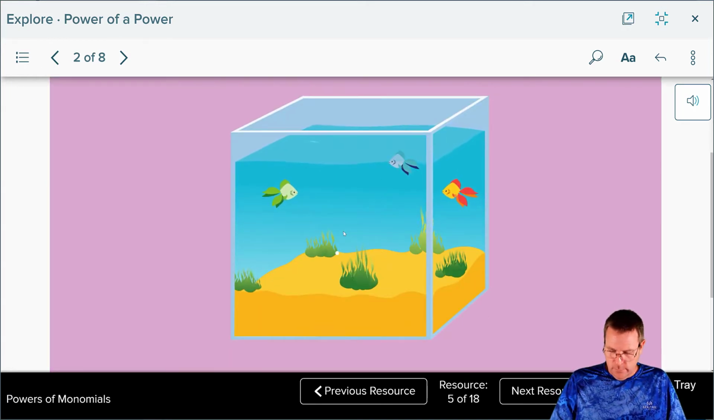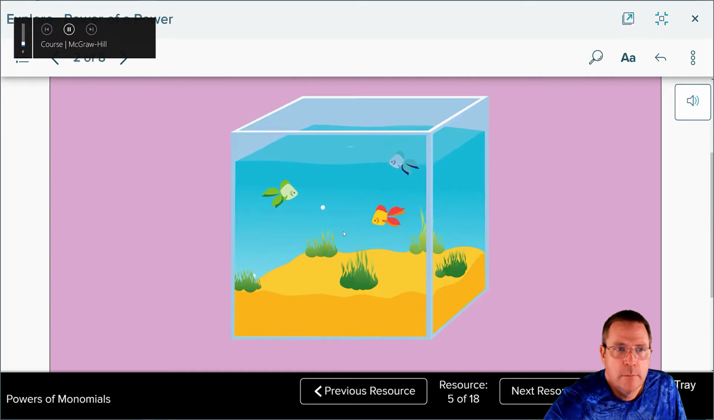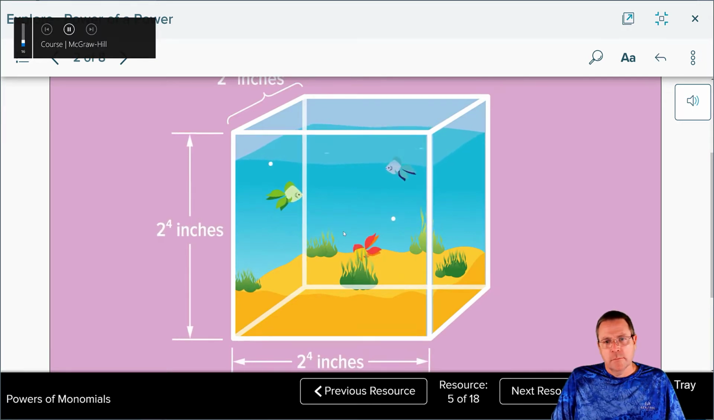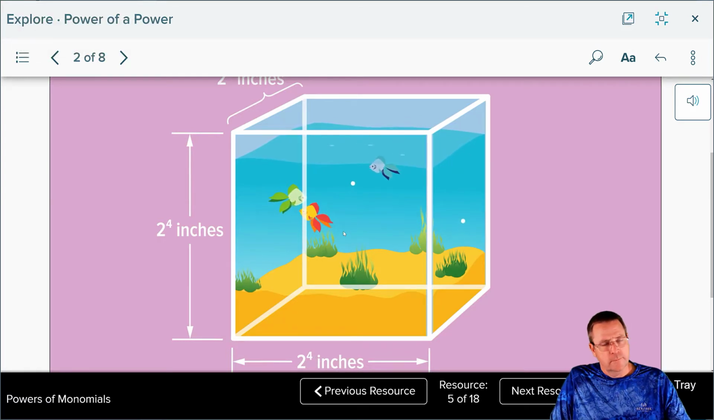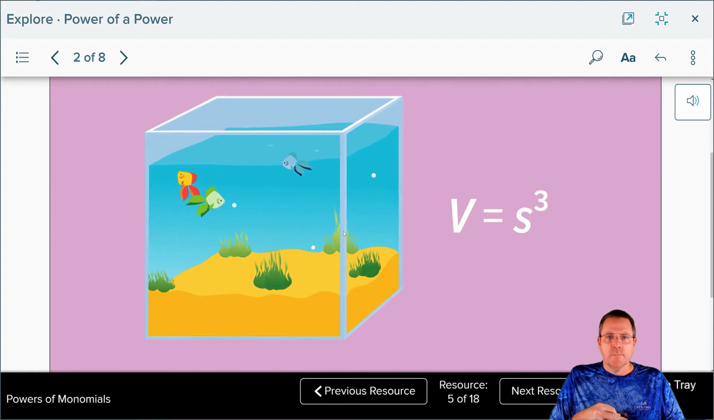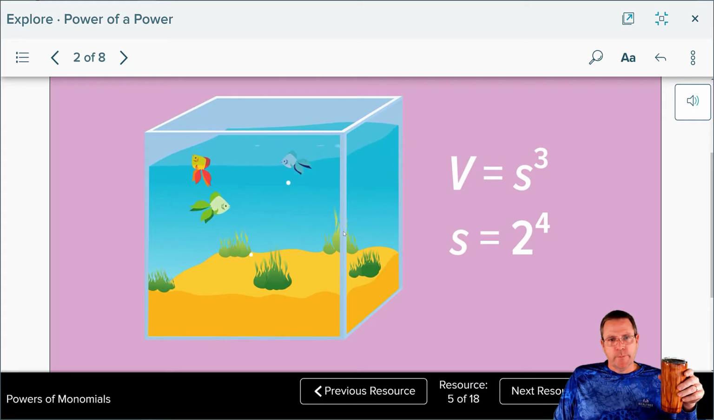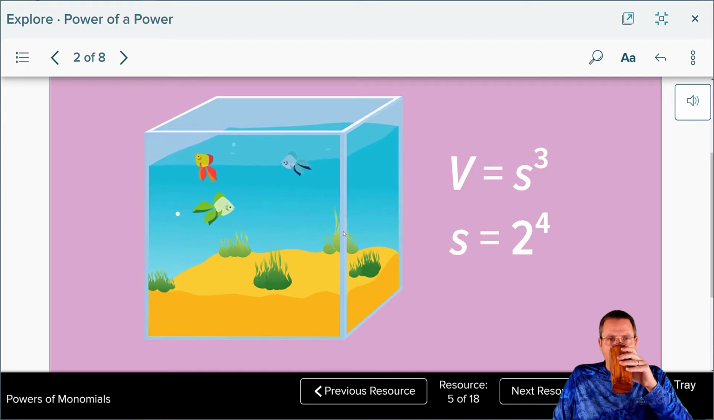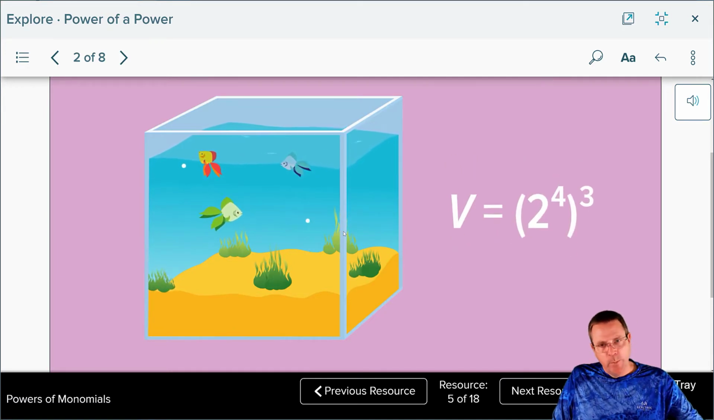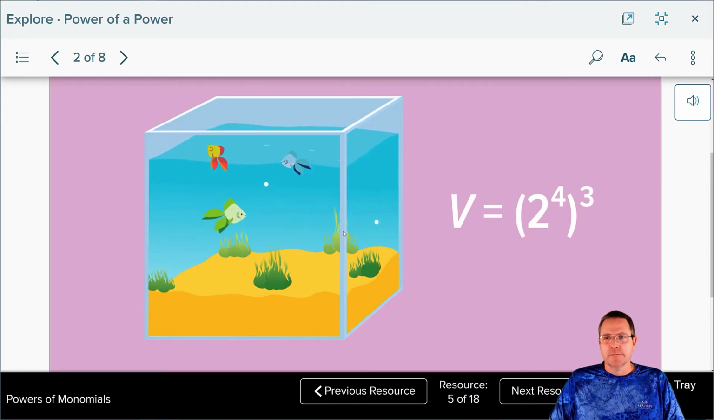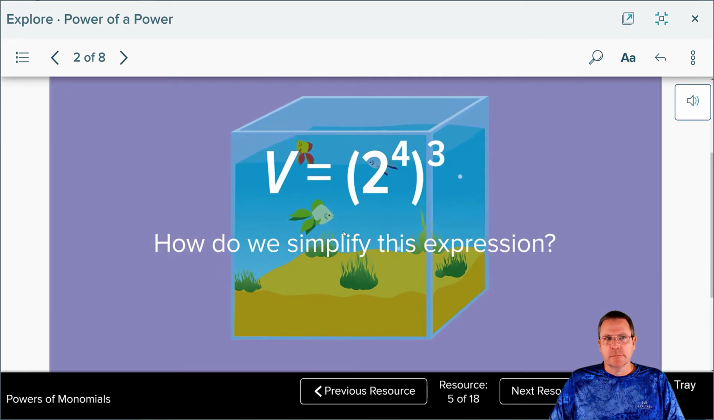The Marine Club at Westview Middle School purchased an aquarium in the shape of a cube. Each side of the aquarium has a length of 2 to the 4th inches. The students want to know how much water the aquarium will hold. To determine this, they will need to calculate its volume. In the formula, V represents the volume and S represents the length of one side of the cube. Since the side of the aquarium has a length of 2 to the 4th inches, let's substitute this value for S in the formula. The formula now has a power, 2 to the 4th, raised to another power, the 3rd. How do we simplify this expression?